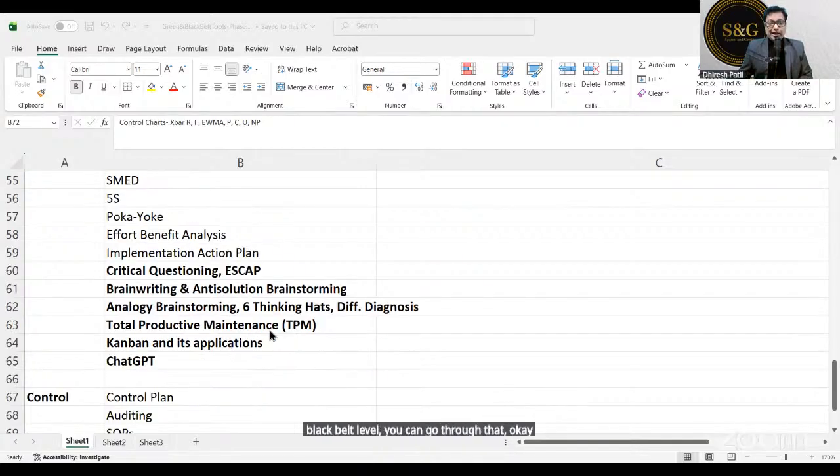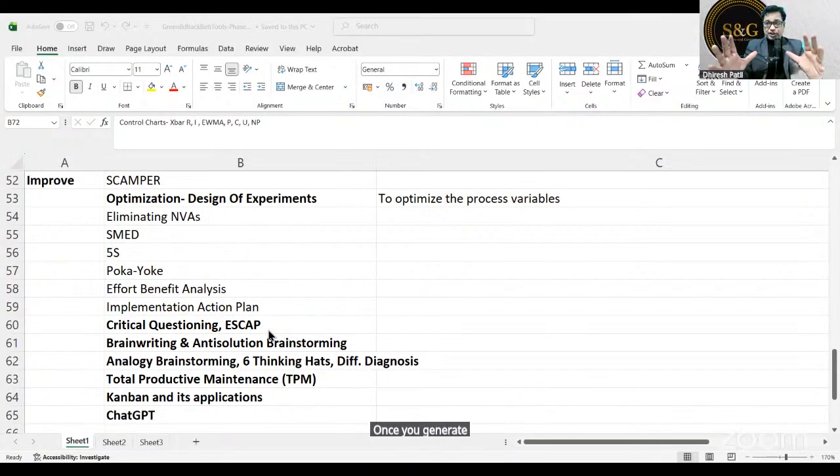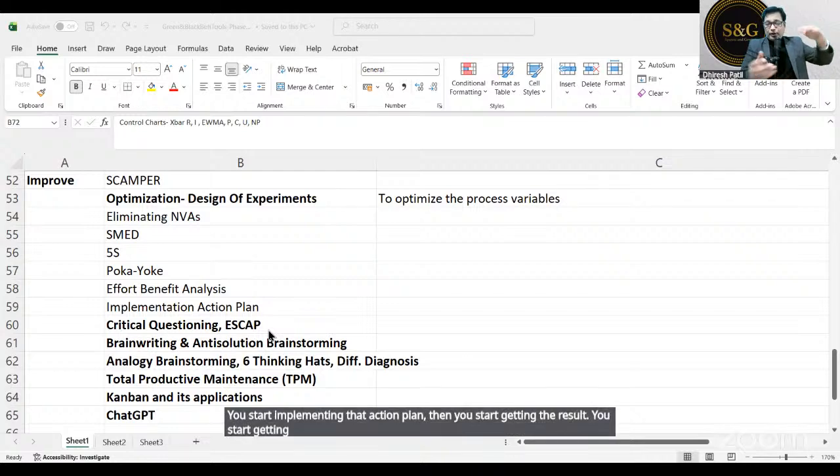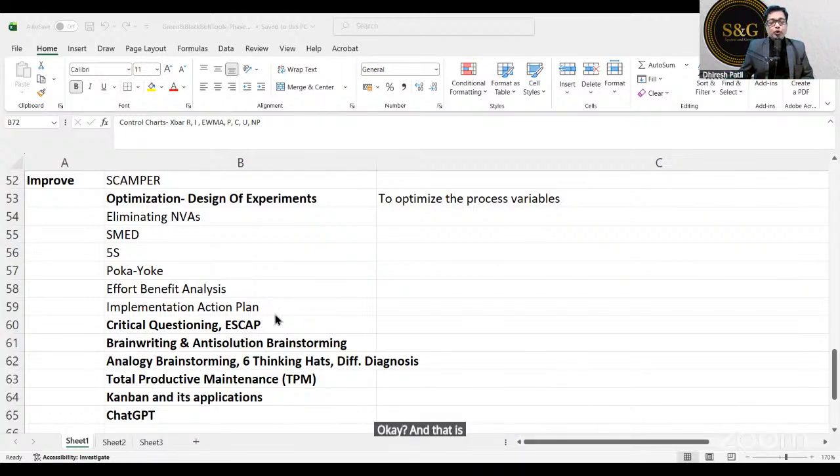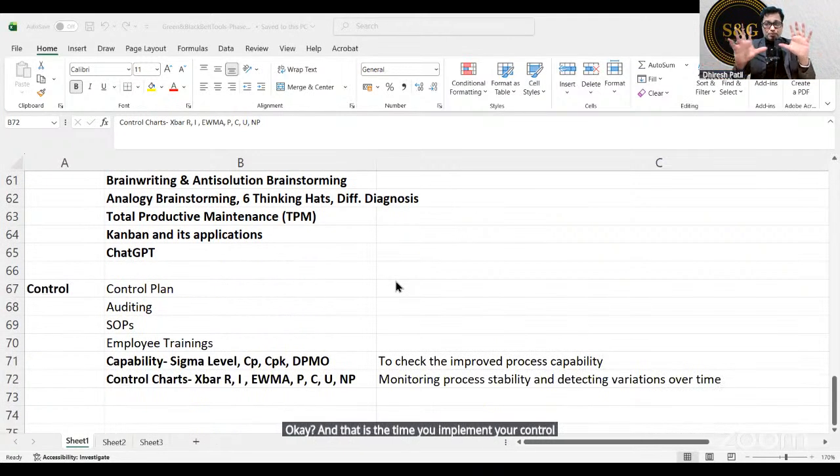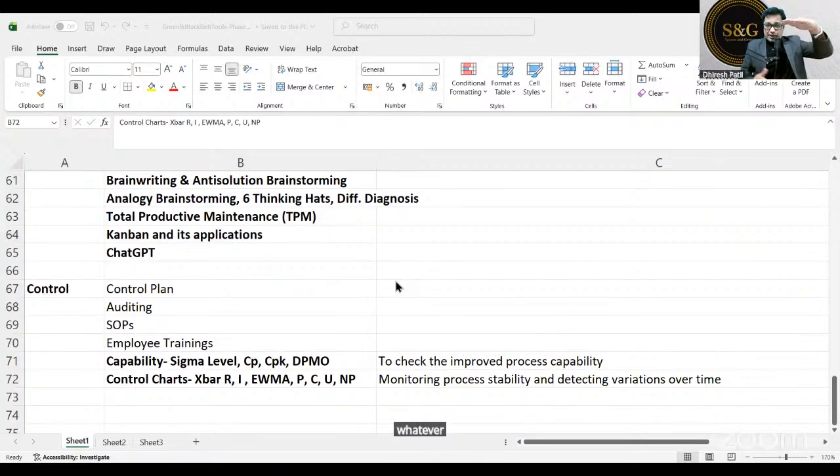Okay, once you generate the solutions, you make the action plan, you start implementing the action plan, then you start getting the result, you start getting some improvement. Okay, and that is the time you implement your control phase, just to make sure whatever you have improved should sustain over the period of time. Okay, so that is called a control phase.